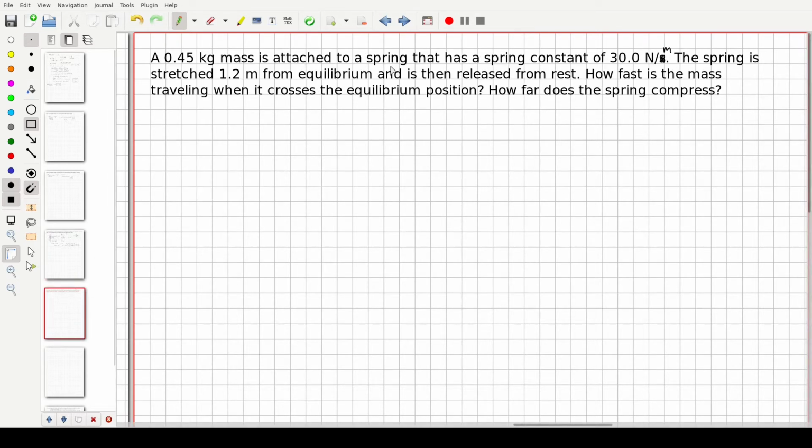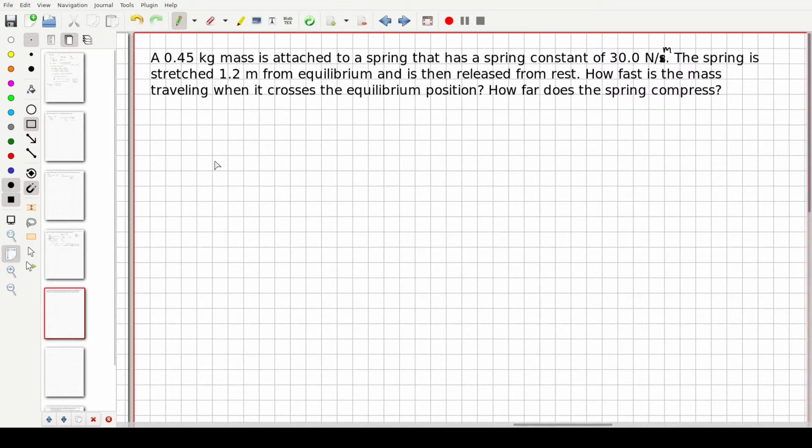Here's another one. Now, this is more complicated because you're dealing with a force that's not constant. You have a 0.45 kilogram mass that's attached to a spring that has a spring constant of 30 newtons per meter. The spring is stretched 1.2 meters from equilibrium and then is released from rest. How fast is the mass traveling when it crosses the equilibrium position? I'd also like to know how far the spring is going to compress.